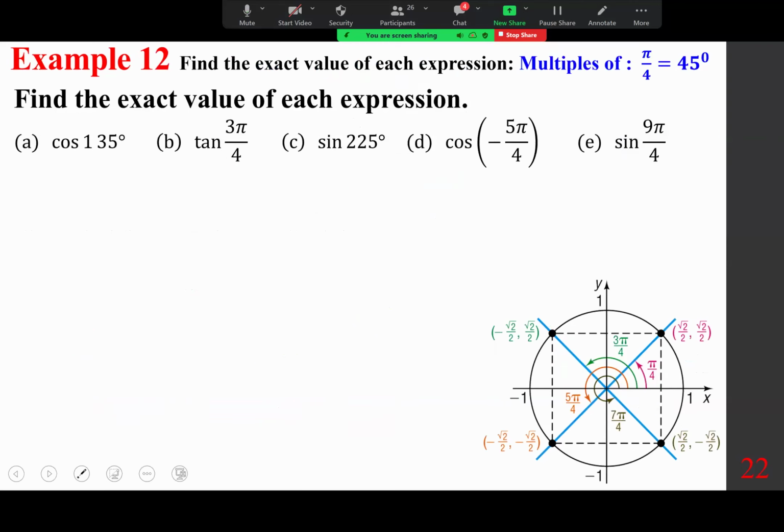Excellent. All right. Example 12. Find the exact value of each expression. Those are multiples of pi over 4, 45 degrees. Find the exact value of each expression. Cosine of 135 degrees.